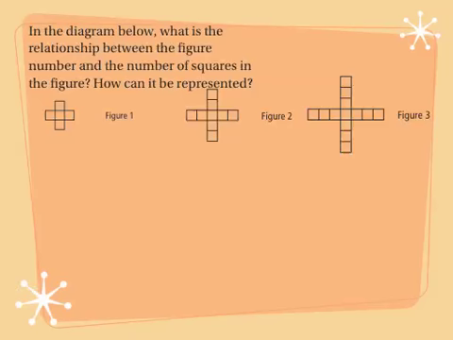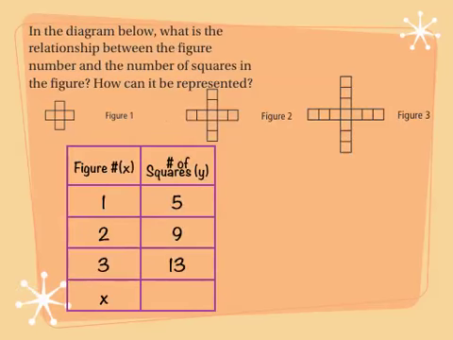First thing that's going to help us find a pattern is to make a table. I've just made a table saying the figure number and then the number of squares. If you think back to independent and dependent variables, your independent variable would be your figure number, and your dependent variable would be the number of squares in that shape. If you look, we go 1 to 5, 2 to 9, and figure 3 has 13.